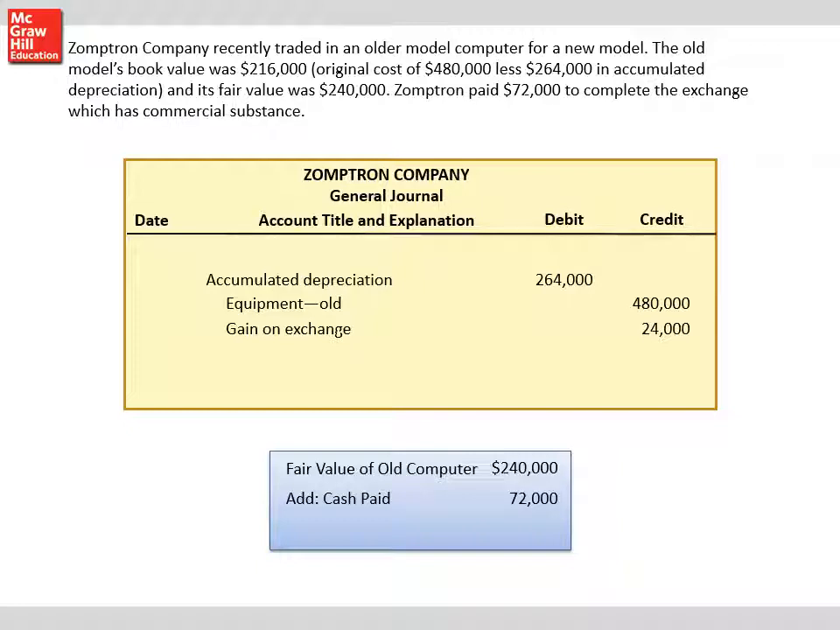The fair value of the old computer, $240,000, so what they gave up, plus the cash paid is how much the new computer's cost is. So when you trade an old asset for one just like it, you're upgrading basically. This is how you compute the gain associated with that transfer. And take the old asset off the books and put the new one on. And then you would depreciate the equipment that you just purchased with the old equipment plus $72,000.